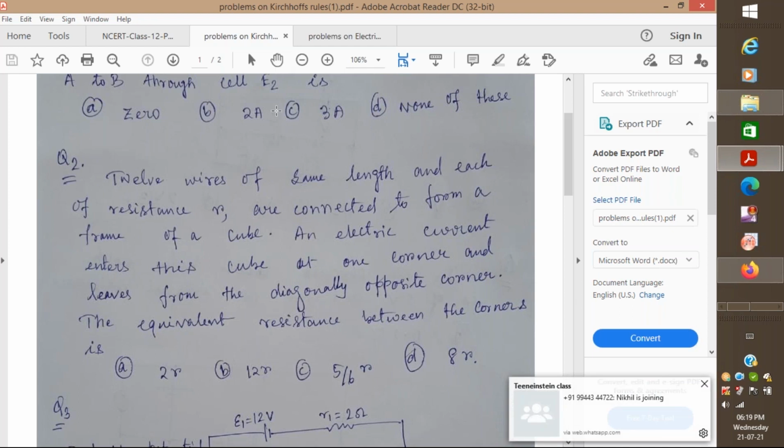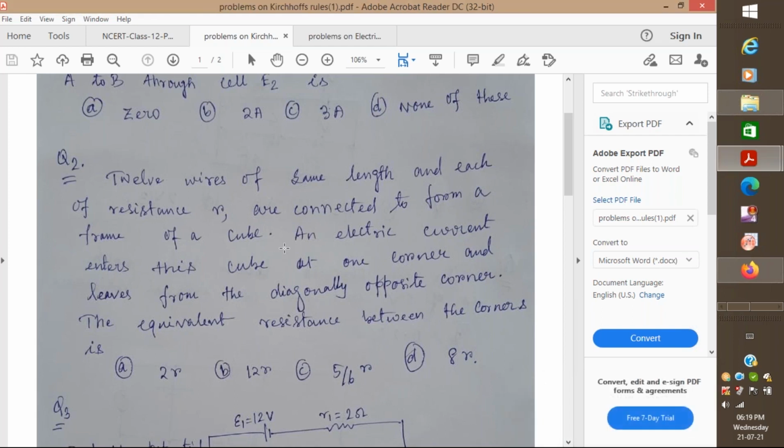In fact, what I can do is I can tell you the answer. So this is the answer actually, 5 by 6 into r. This will be the answer for this question.